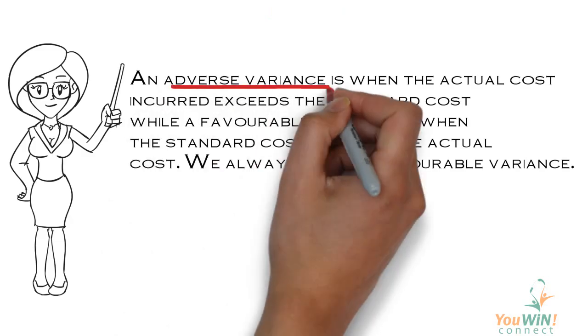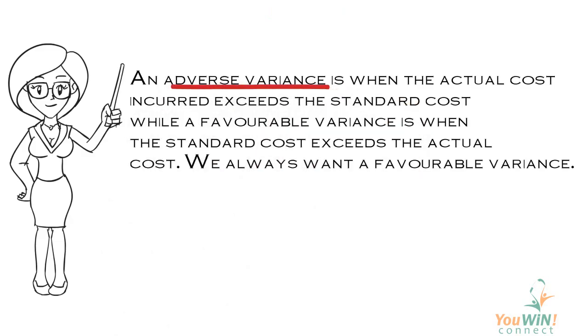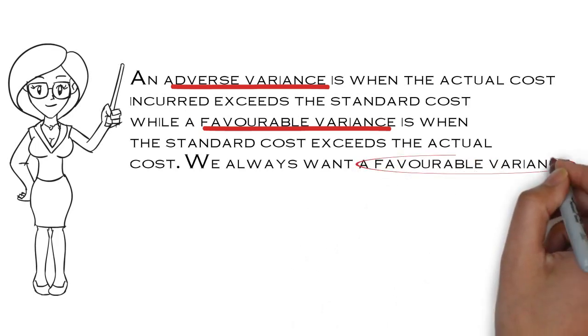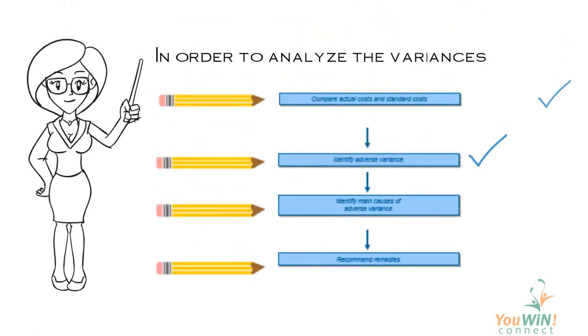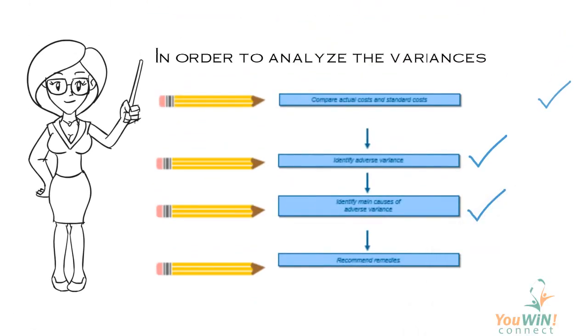An adverse variance is when the actual costs incurred exceed the standard cost, while a favorable variance is when the standard cost exceeds the actual cost. We always want a favorable variance. But where you have an adverse variance, you need to identify the main causes of the adverse variance and take corrective steps to remedy the situation.